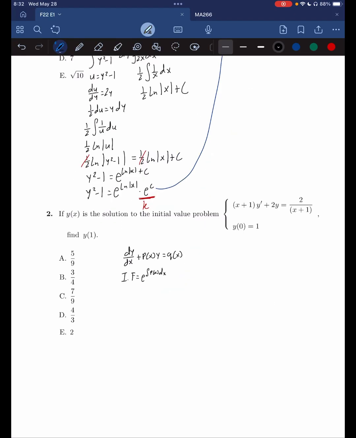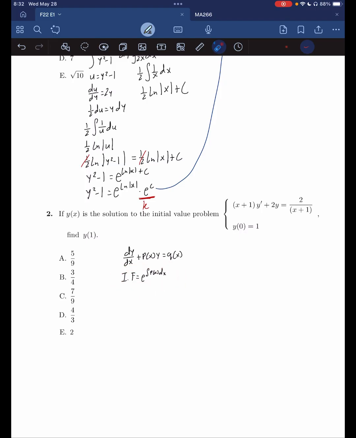Okay, so moving on to question 2. This is another ODE we have, except this time we use our integrating factor method. As you can see, I have a couple of things written down. This is going to be the general form of any integrating factor question, and this is how we're going to find the integrating factor.